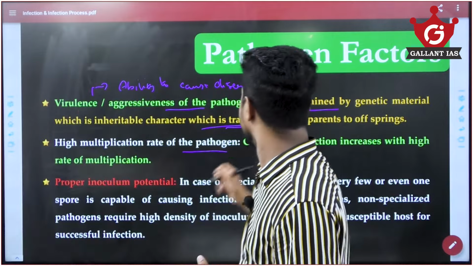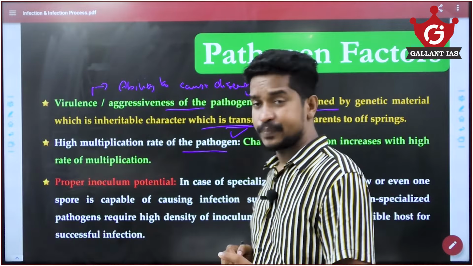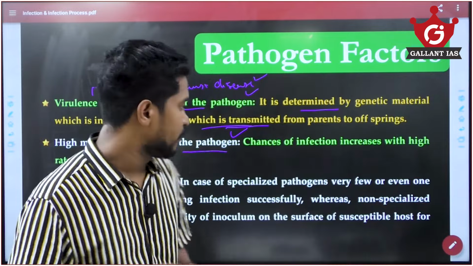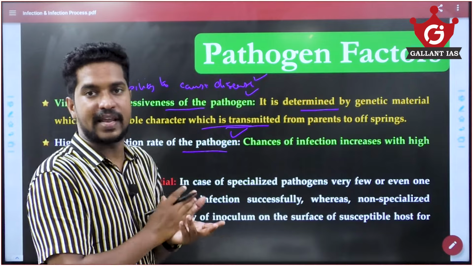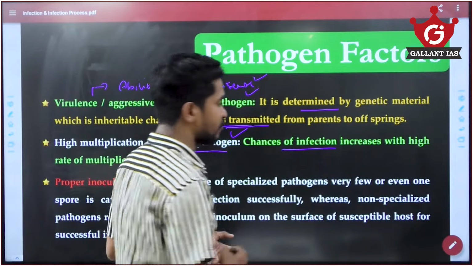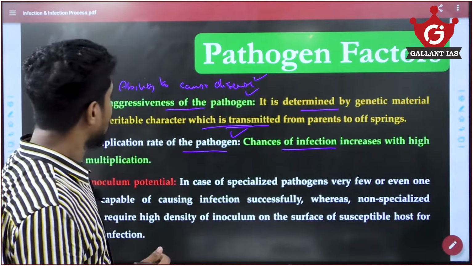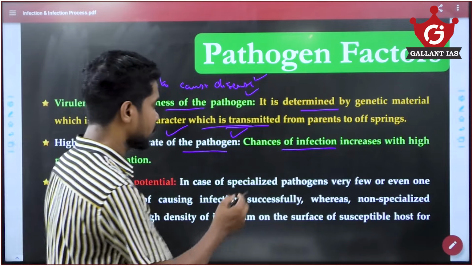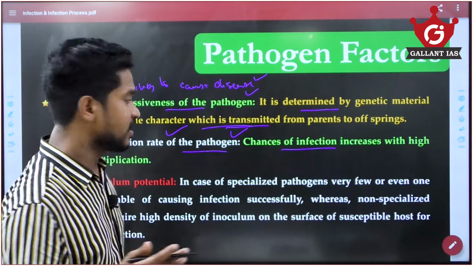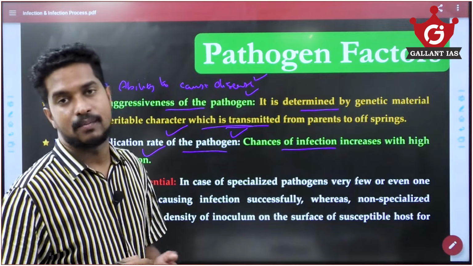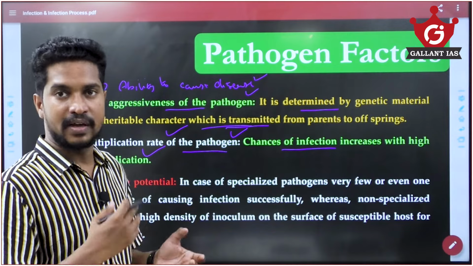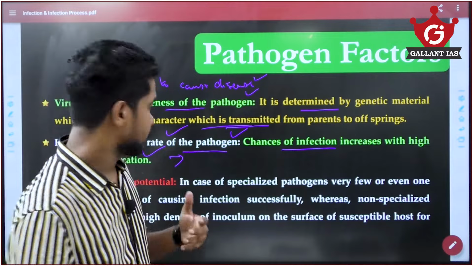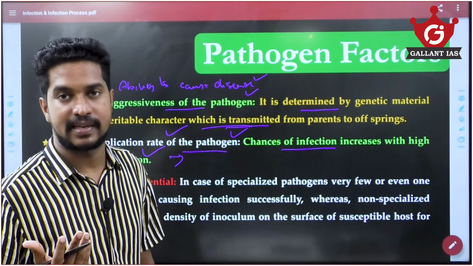The other factor is the high multiplication rate of the pathogen. With common logic we can guess that chances of infection increase. If the pathogen has a high multiplication rate, the chances of infection increase with that high rate of multiplication.